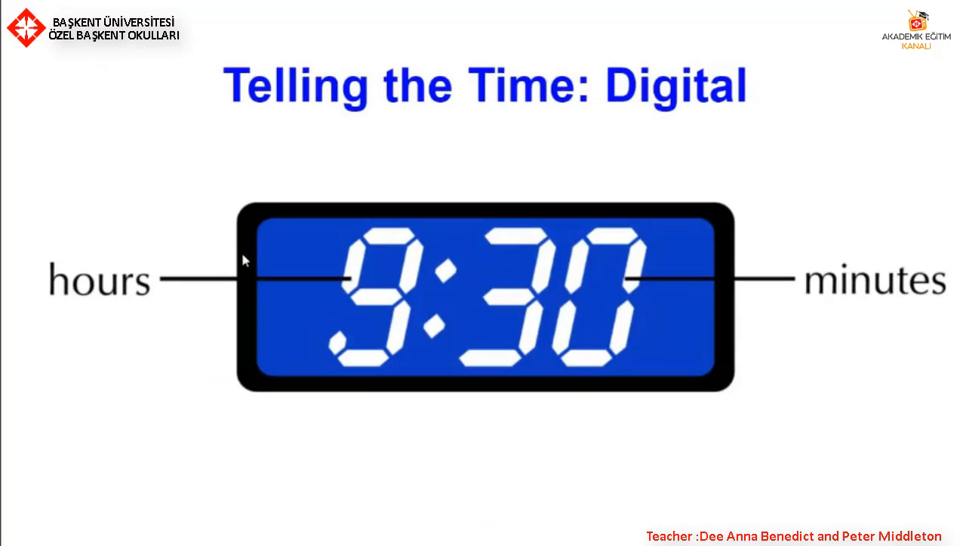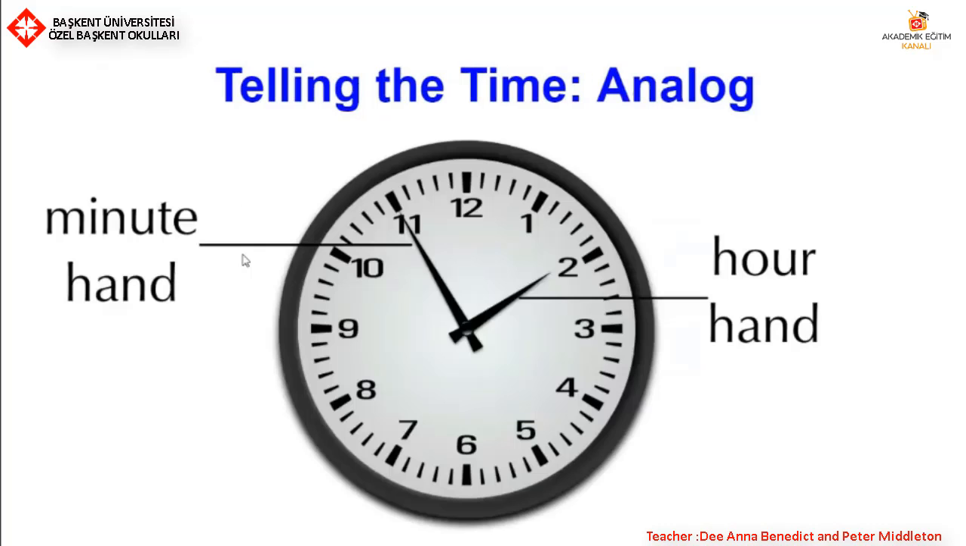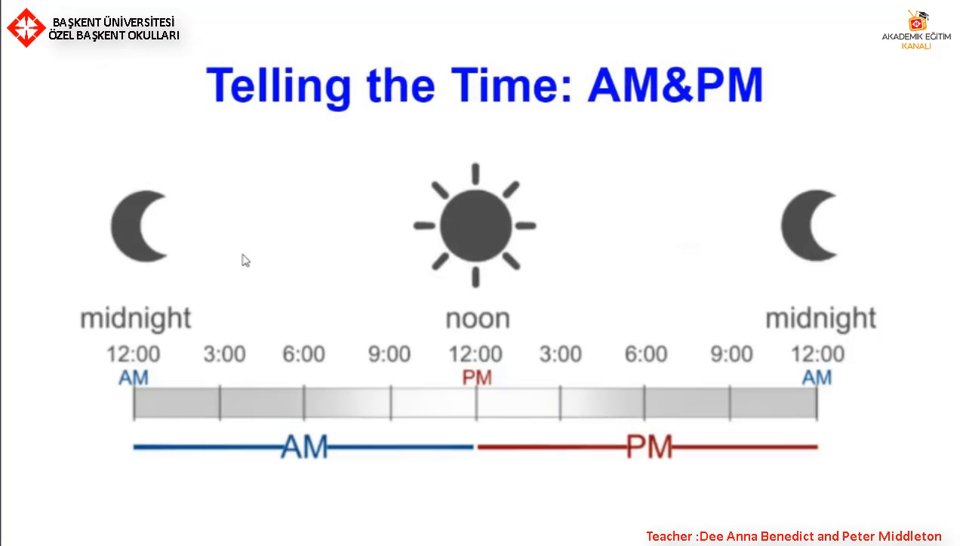It's telling the time. This is a digital clock. It has the hours and the minutes on it. This clock is an analog clock, and you can see that there's a minute hand that's big and long, and an hour hand that is short. We can tell the time during the day. So you can see from midnight until noon, it is the morning, and it is AM. And in the afternoon and evening, from 12 noon until midnight, it's PM.